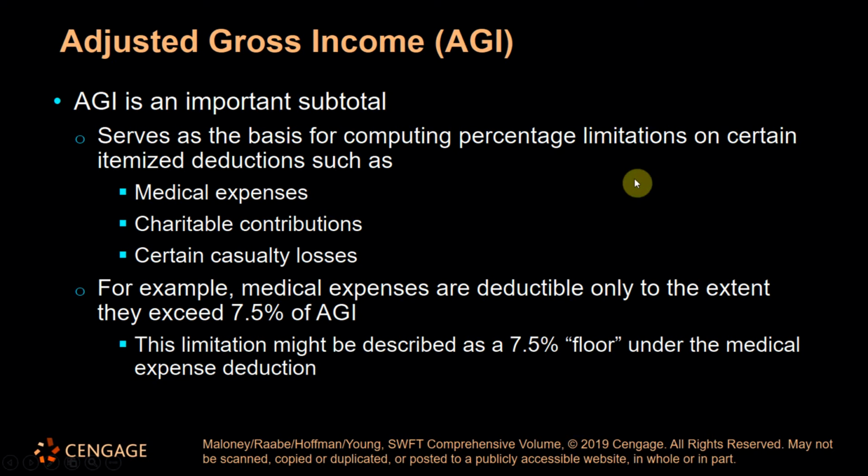Here are some others where the for AGI number matters, including qualifying for medical expenses, because medical expenses for the taxpayer who itemizes are deductible to the extent they exceed 7.5% of adjusted gross income. Well, the lower the adjusted gross income, the more of your medical expenses will be deductible in the event you itemize.